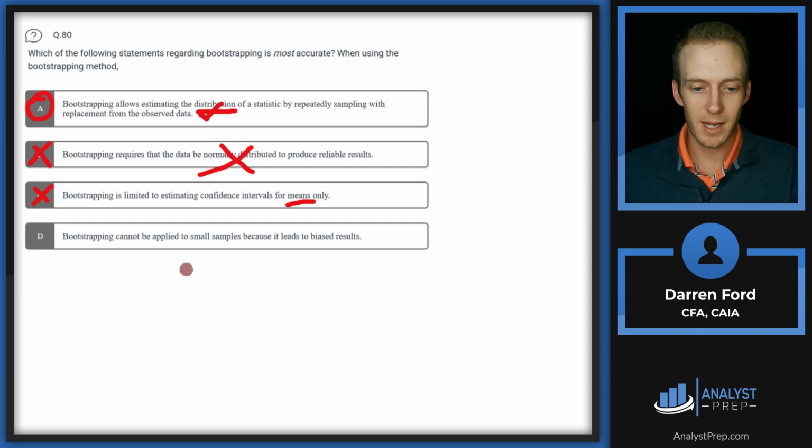And D, bootstrapping cannot be applied to small samples because it leads to biased results. It can be applied to small samples, and part of the reason it's effective is because it's doing this technique where it's repeatedly sampling from that small sample size, so it can lead to better results. However, we always need to be careful when we're using small data sets. Answer A.